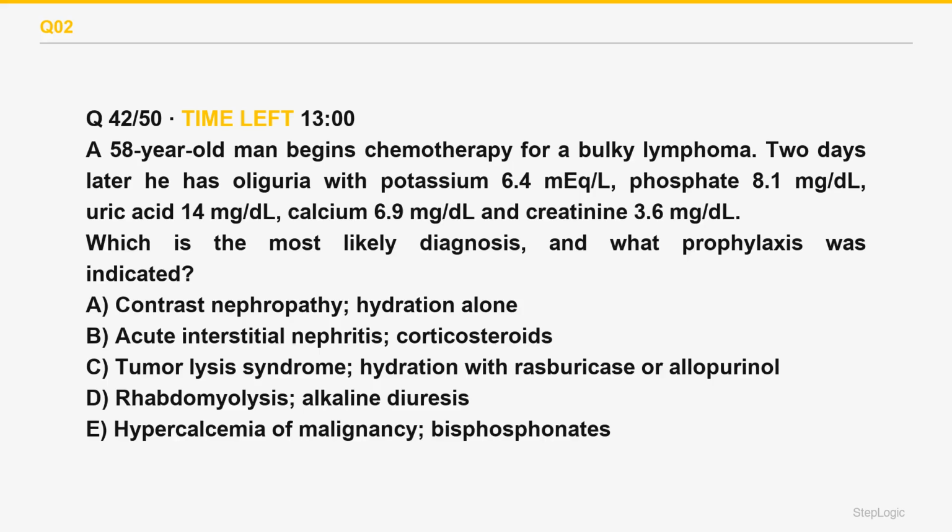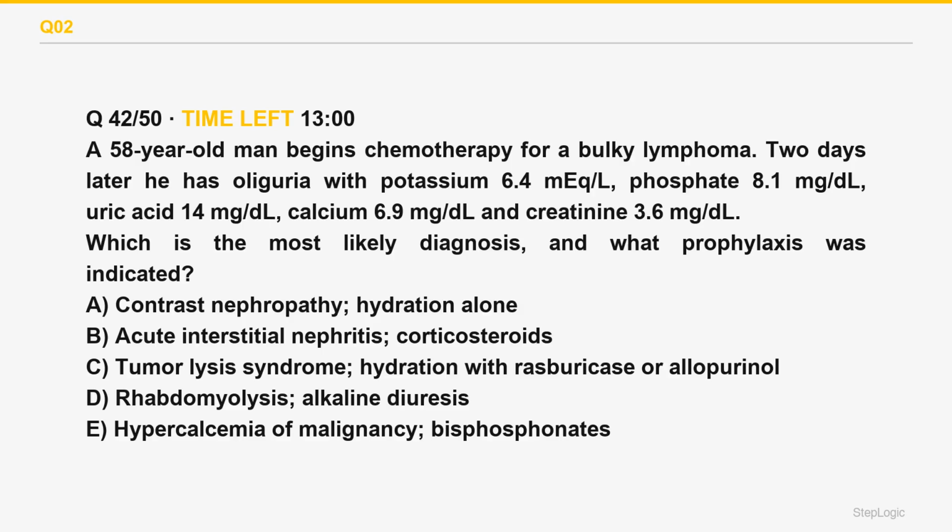Which is the most likely diagnosis, and what prophylaxis was indicated? A 58-year-old man begins chemotherapy for a bulky lymphoma. 2 days later, he has oliguria with potassium 6.4 milliequivalents per liter, phosphate 8.1 milligrams per deciliter, uric acid 14 milligrams per deciliter, calcium 6.9 milligrams per deciliter, and creatinine 3.6 milligrams per deciliter. Read the command, the diagnosis, and the prophylaxis.